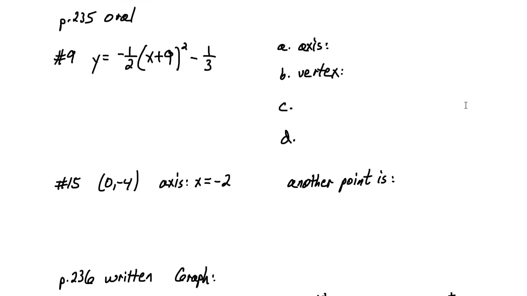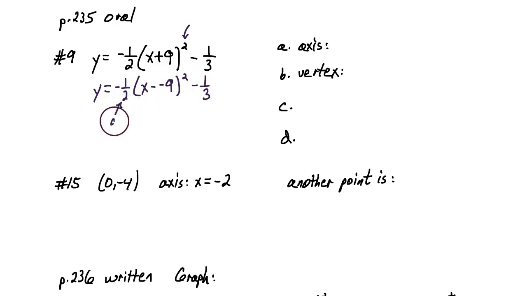On page 235 orals, we have an equation. It goes to the second power, so it is quadratic. Is it standard form or vertex form? This looks more like the vertex form. If we fix the plus sign inside the parentheses and think of it as x minus negative 9 squared minus 1/3, now we have vertex form.